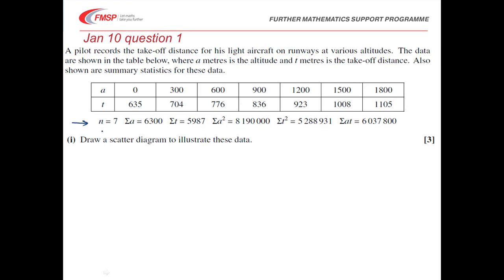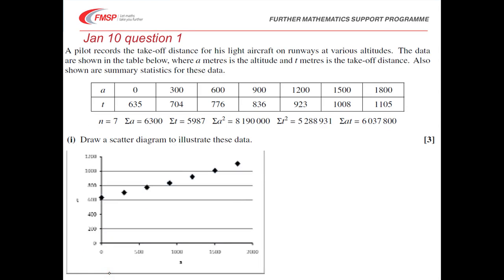Basically, if I want to achieve an altitude of 900 meters, for instance, I am going to need a takeoff distance of 836. So the pilot to some extent has control over the altitude he wishes to reach. T, the takeoff distance, is responding to that altitude. In other words, it's dependent upon that altitude. As a consequence, A is going to be your independent variable and T your dependent variable. That tells you which way round they go on the axes: A must go on the horizontal axis, T on the vertical axis.